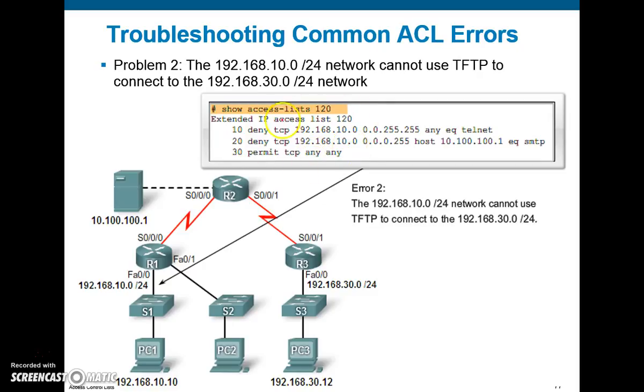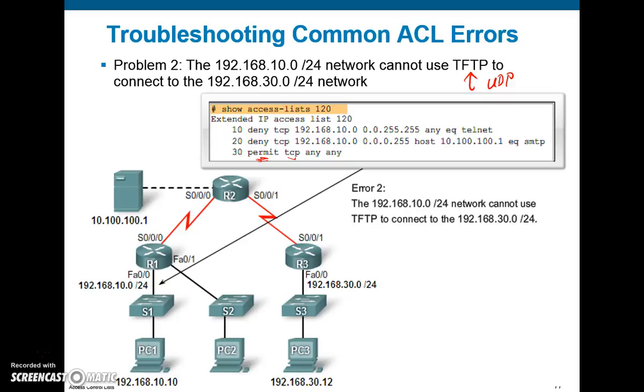So this rule is obviously only trying to deny the telnet and the SMTP packets. SMTP is the Simple Mail Transfer Protocol, for transferring email. TFTP is not included in these two protocols. So TFTP by right should be permitted by the third statement, but still is being denied. Why is it so? It's because the third statement only permits TCP packets, whereas TFTP is actually a UDP packet.